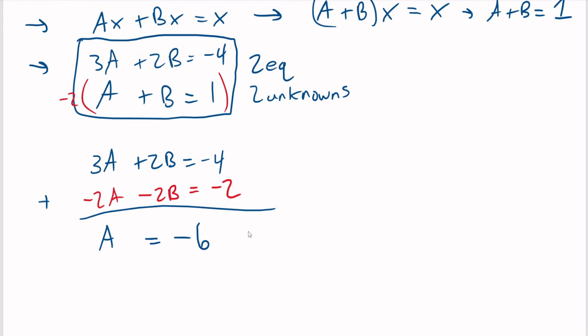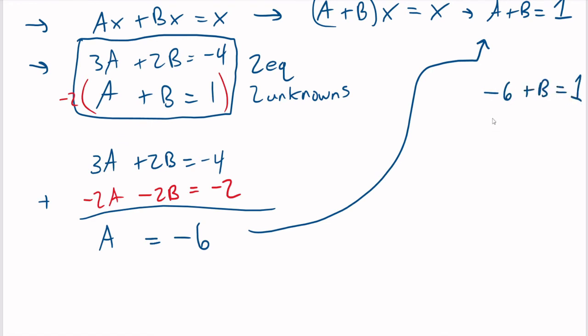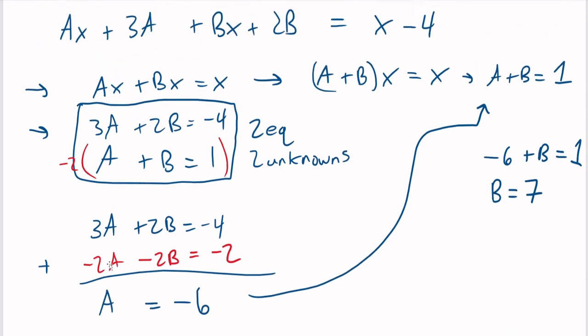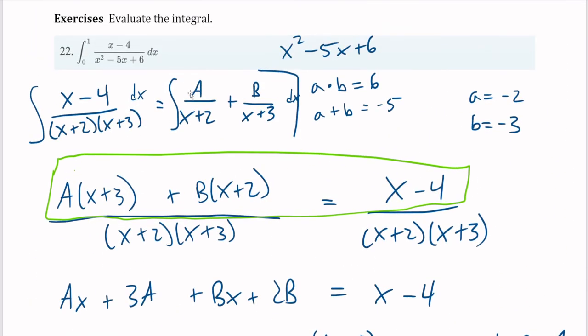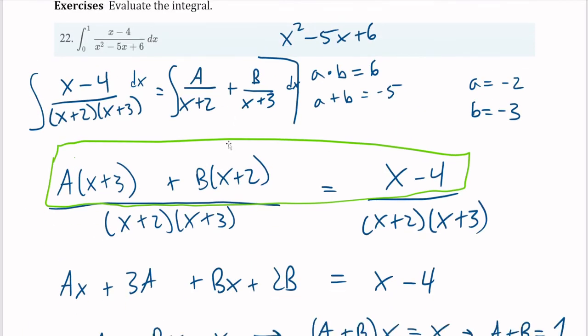All right, now bring this back over here. Negative 6 plus b equals 1. B has to be 7. Okay, so we know A, we know B. This is a long process, so it's hard not to get lost in it. So go back up here. These were just the tops. So what do we say? A is negative 6 and B is 7.